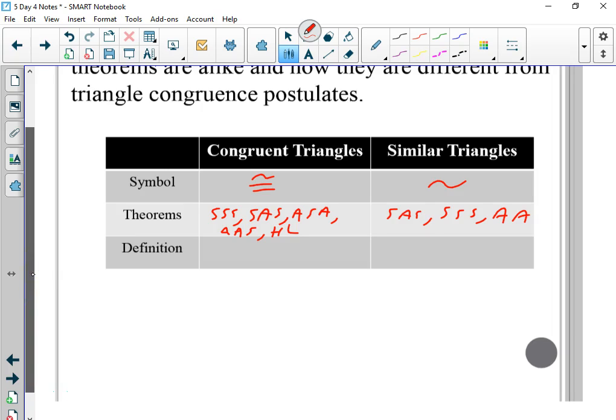Definition of congruent triangles: same size and shape. Similar triangles are congruent angles and proportional sides.